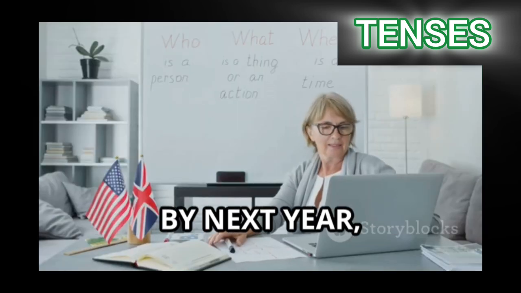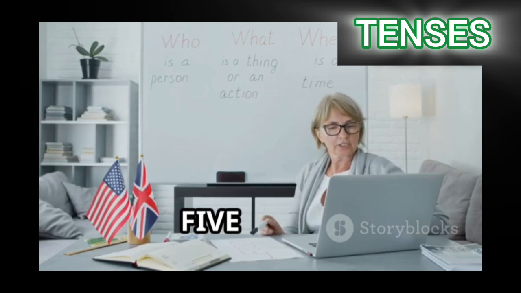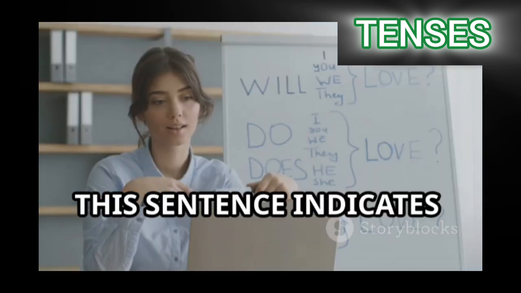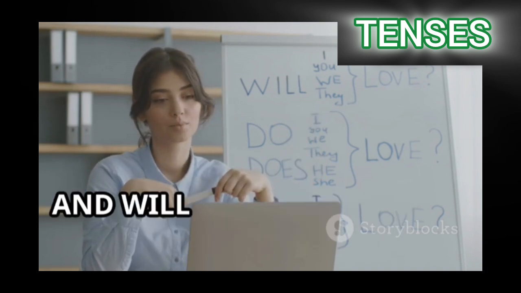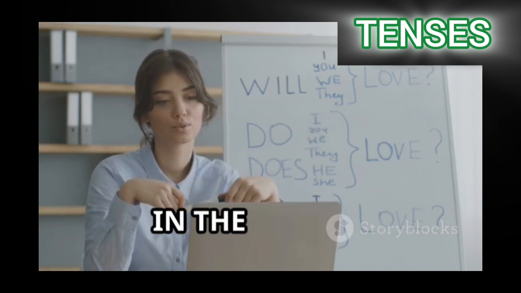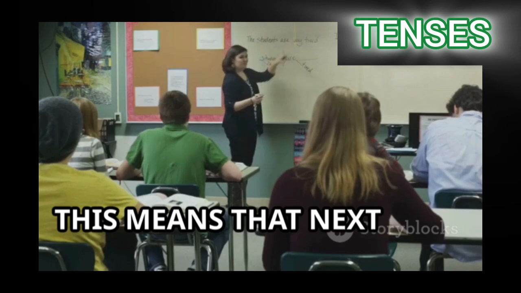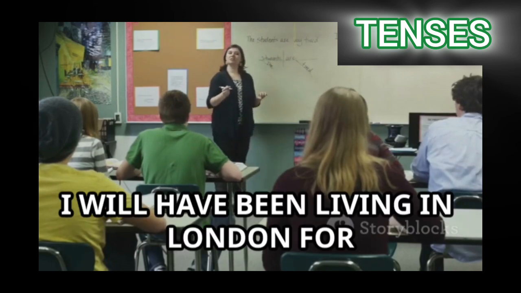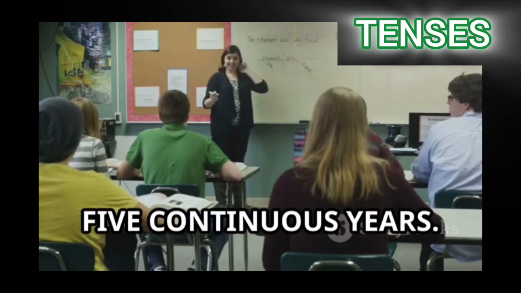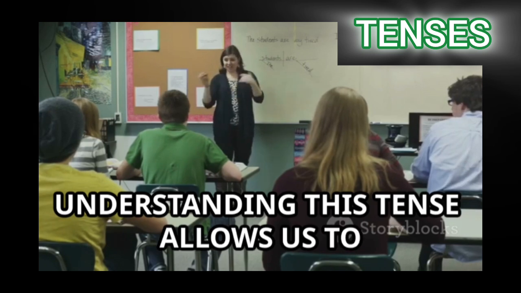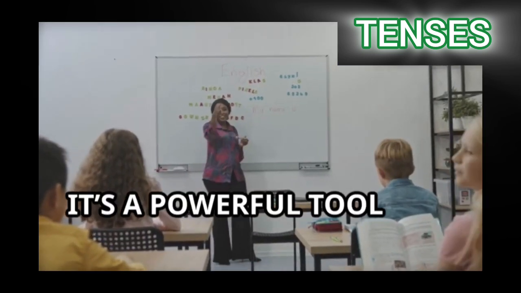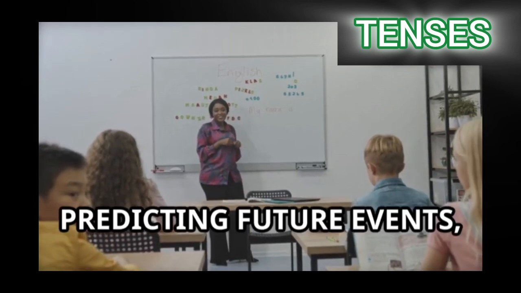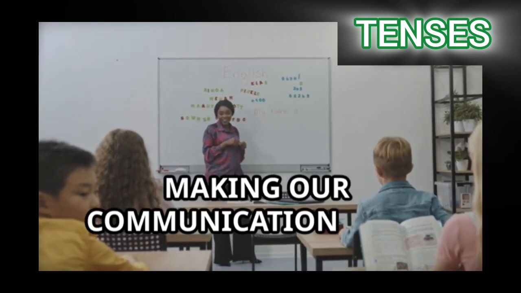For instance, by next year, I will have been living in London for 5 years. This sentence indicates that the action of living in London started in the past and will continue up to a specific point in the future. This means that next year I will have been living in London for 5 continuous years. Understanding this tense allows us to describe future scenarios with precision and clarity. It's a powerful tool for planning and predicting future events, making our communication more effective and nuanced.